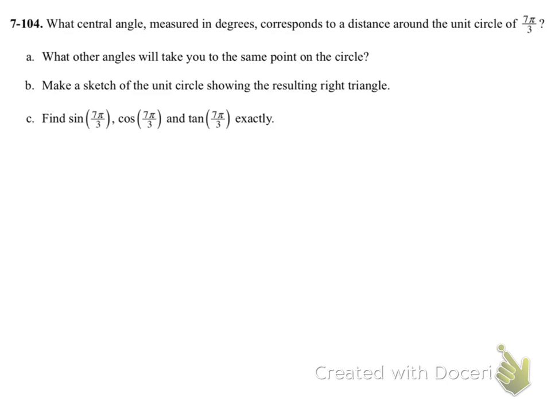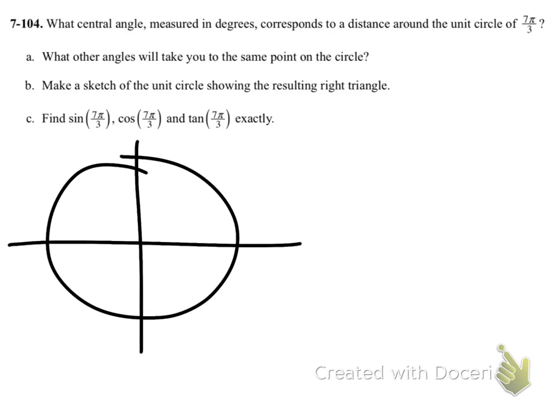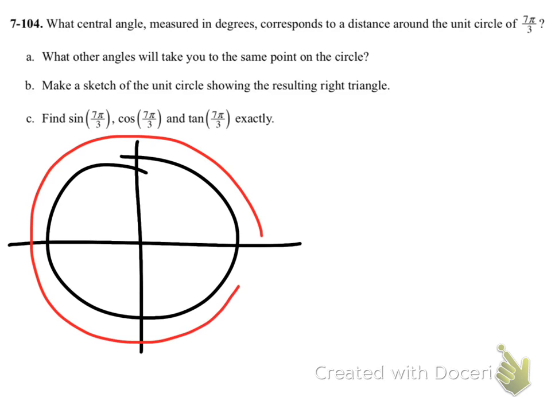Okay, problem 104, we're taking a look at the unit circle. So if I do a quick sketch of the unit circle, when we go around the unit circle, we need to remember that all the way around the unit circle is 2 pi.